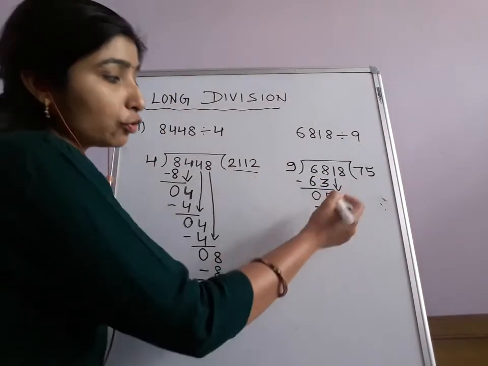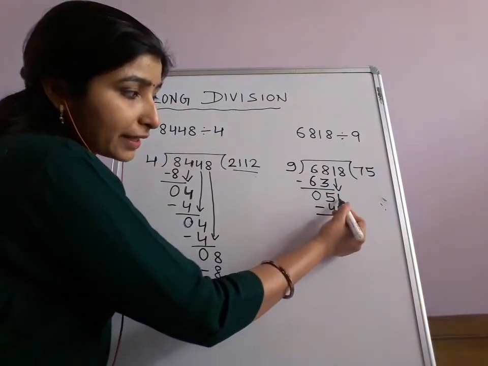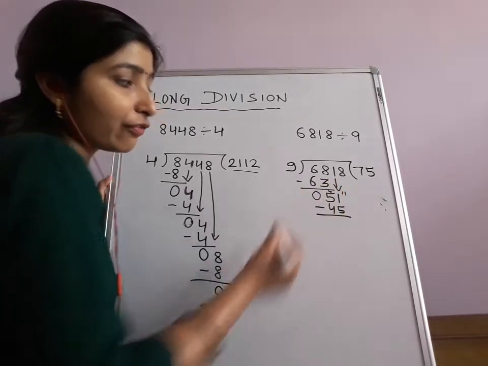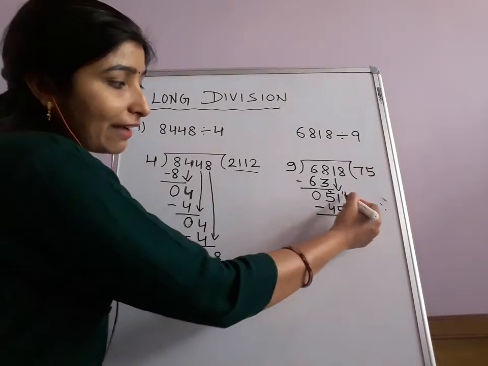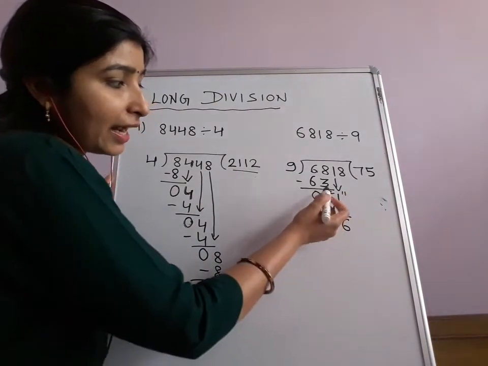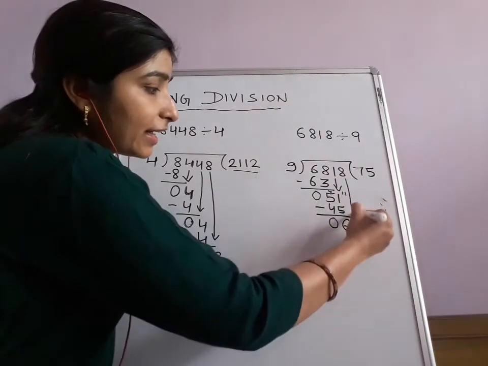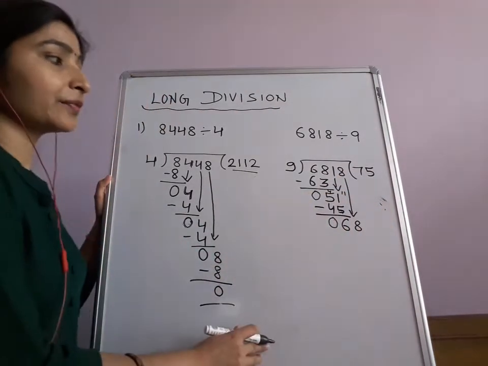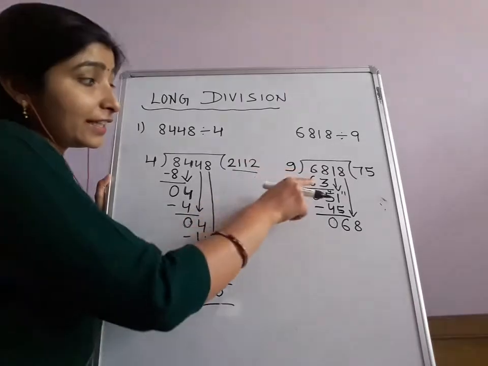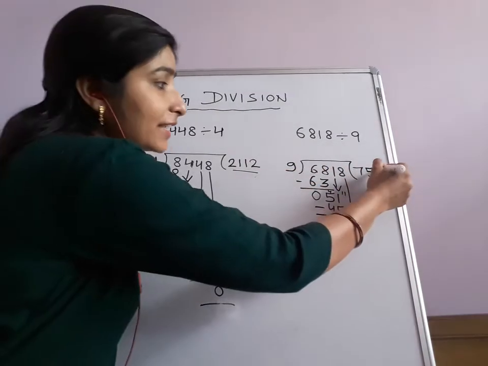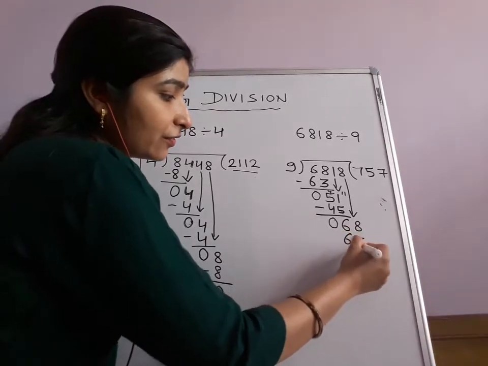You have to borrow, because you cannot subtract 5 from 1. So borrow. This becomes 11 and here 4 is left. So 11 minus 5 is 6 and 4 minus 4 is 0. Now bring down this 8 here. You have already done this: 9 sevens are 63.